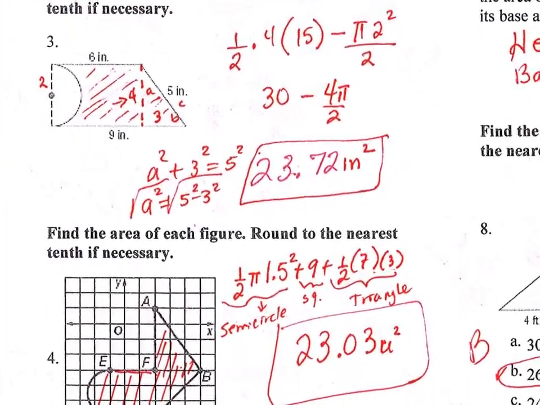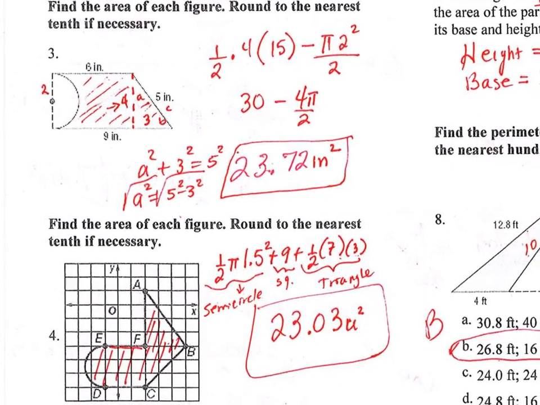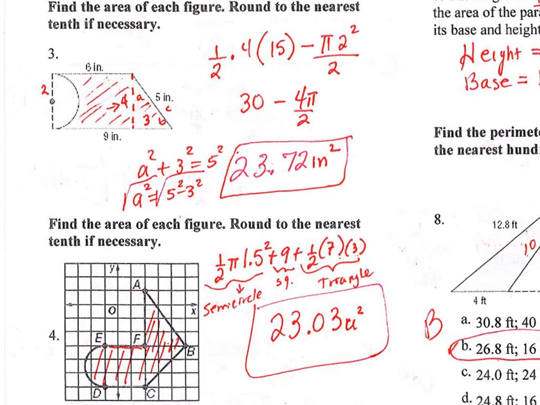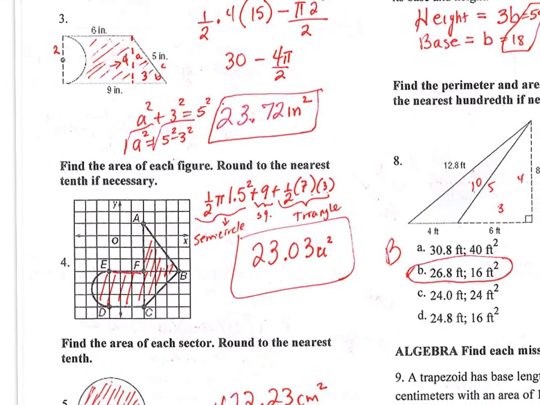Now problem number 4, it's 3 simple shapes. One of them is a semicircle. This is a semicircle right here. Then you have a square. Then you have a triangle.